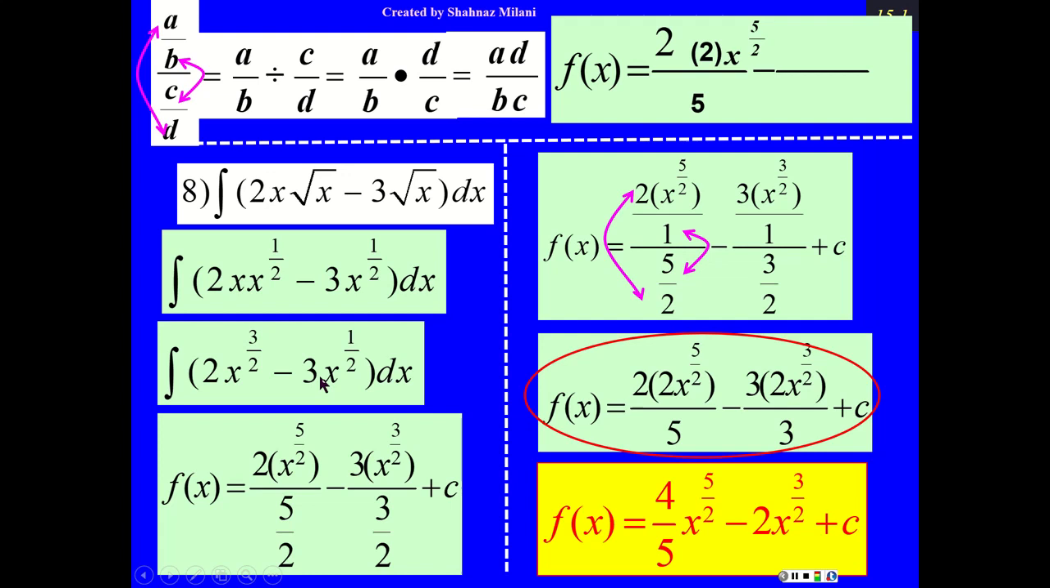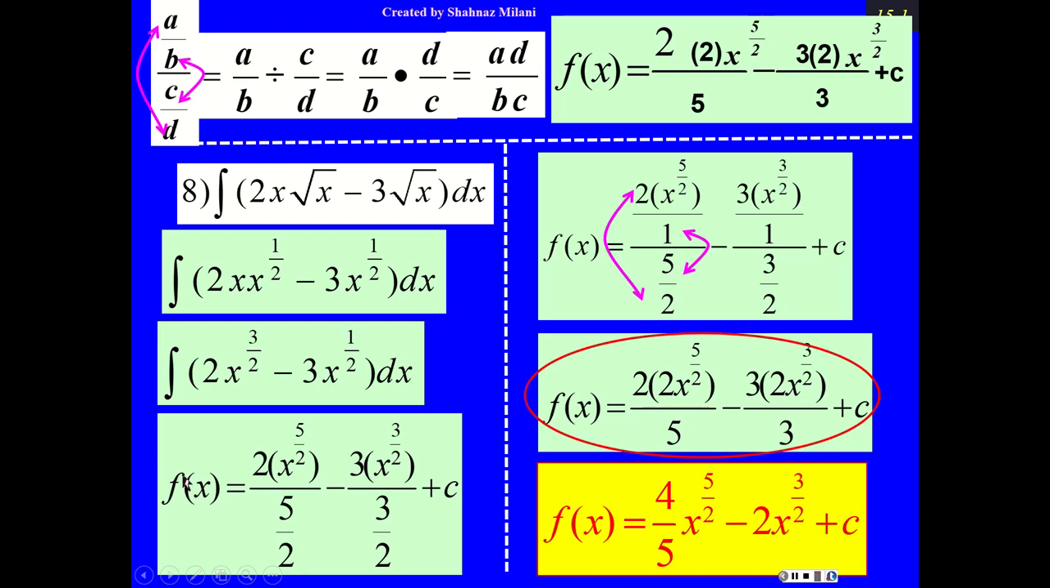Now, let's go with this. This minus 3, carry it down, which is this minus and 3. Now, x to the exponent 1/2 plus 1 is going to be x to the exponent 3/2. Reciprocal of 3/2 is going to be 2 over 3. 2 goes as a numerator, 3 is the denominator, and that's the one you will see right here. And don't forget, of course, plus C.